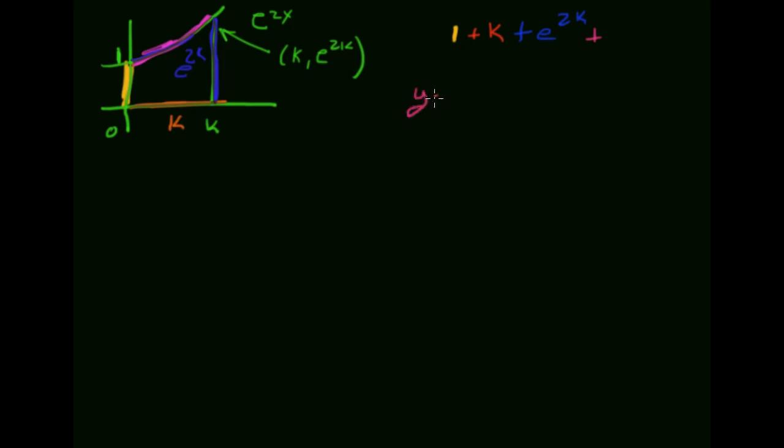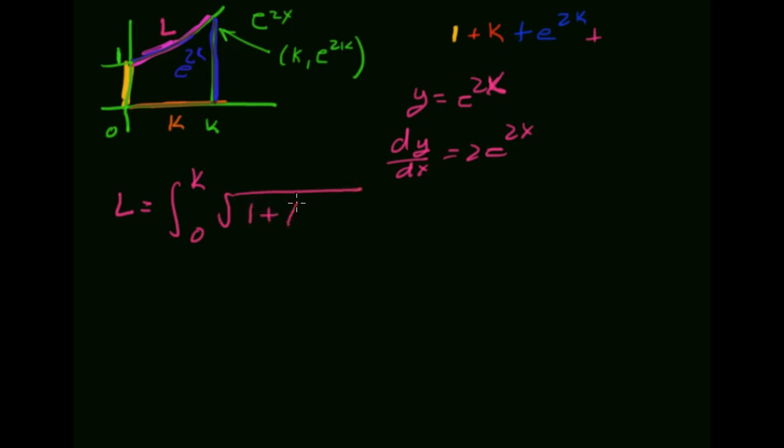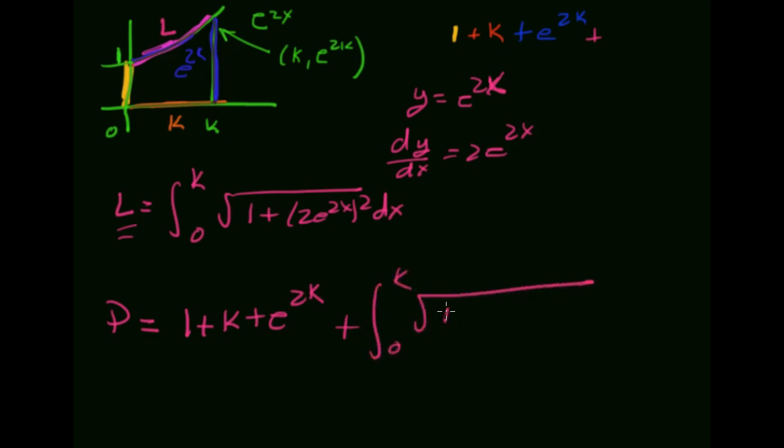So if y is e to the 2x, dy dx is 2e to the 2x, which means, let's call this L, the length of that has to be the integral from 0 to k of the square root of 1 plus (2e to the 2x) squared dx. That's the arc length formula. So the total perimeter will be 1 plus k plus e to the 2k plus the integral from 0 to k of the square root of 1 plus (2 times e to the 2x) squared dx. And that's the entire part A of the problem.